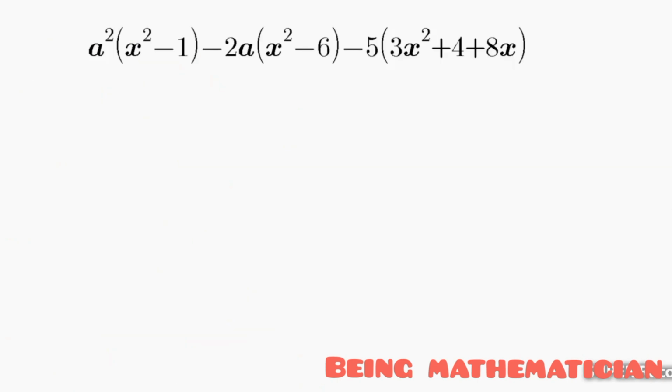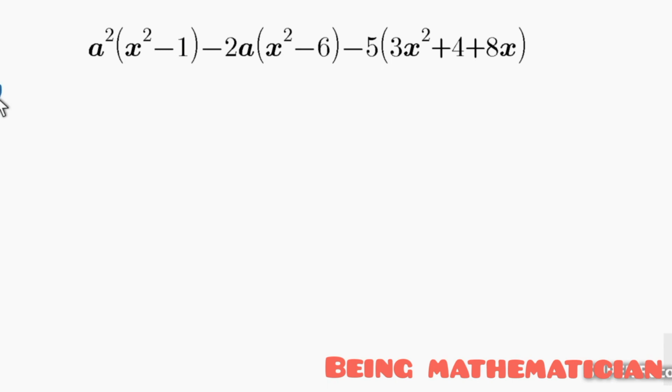Our second factorization is a²(x² − 1) − 2a(x² − 6) − 5(3x² + 4 + 8x). Clearly, there is no common factor in these three terms. So we should form the whole expression into a quadratic expression in x. Therefore, first of all, we will remove all brackets and multiply the terms.